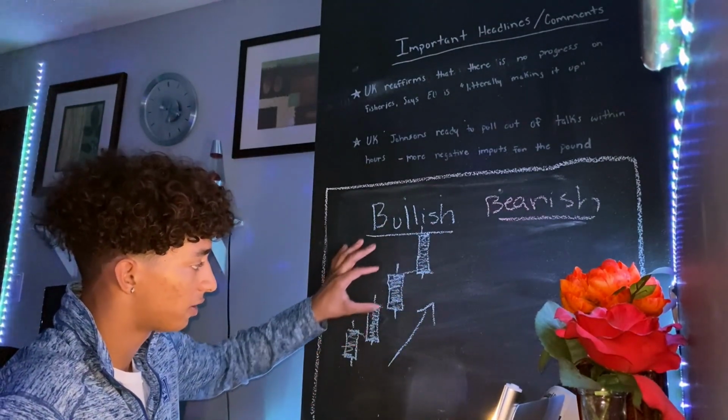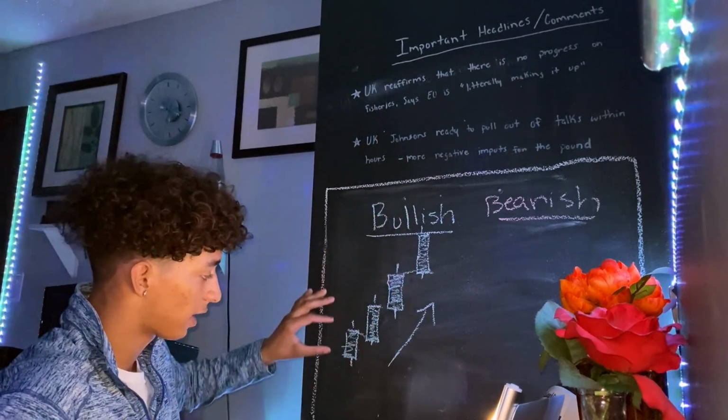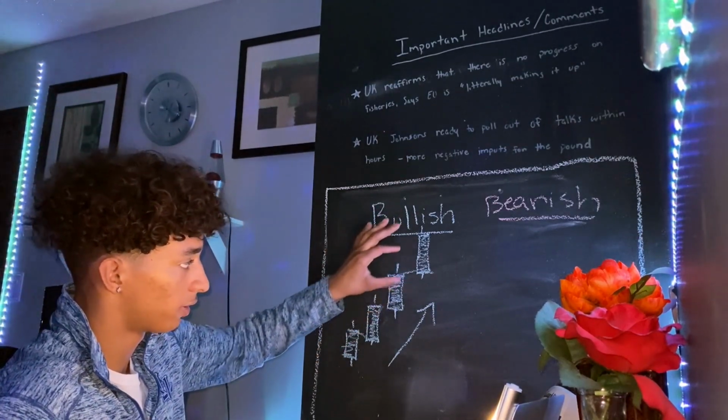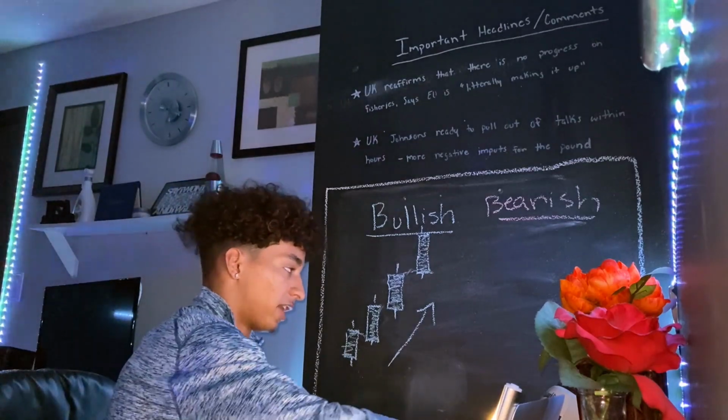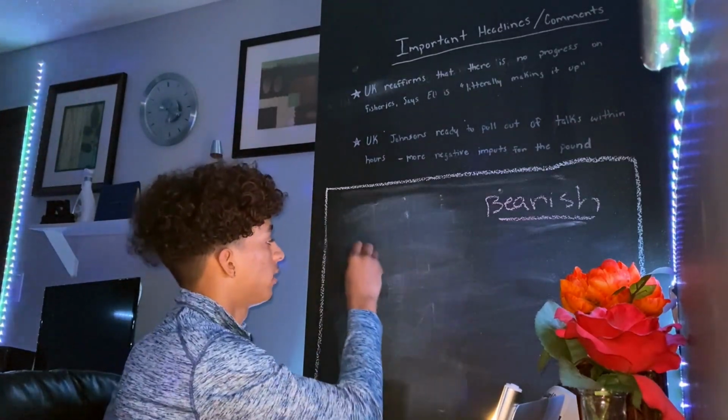Bullish means there's buyers pushing the market up. So the candles are going up, they're ascending, right? So vice versa, bearish candles, right?